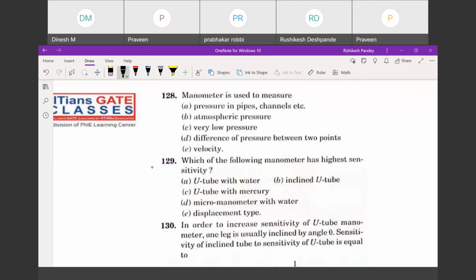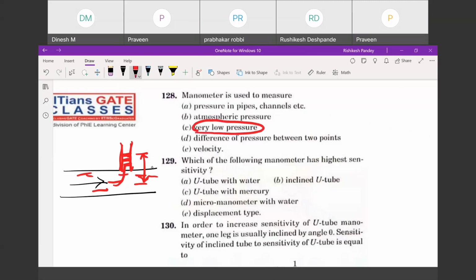See, I've explained already this thing. If this is a pipeline and some fluid is flowing, if you want to measure very low pressure, you put this piezometric tube. With the help of piezometer, this fluid will rise here. This fluid is flowing, and it will rise here. So with this height, you can measure the pressure. This tube is the piezometer. With the help of this piezometer, actually this height from center to this one. So piezometer helps you in measuring very low pressure.